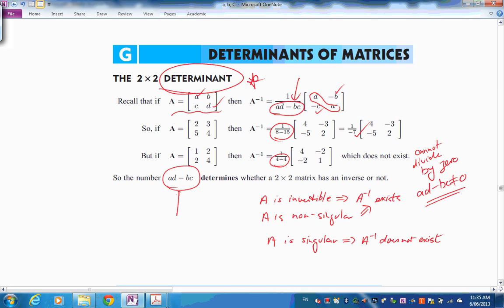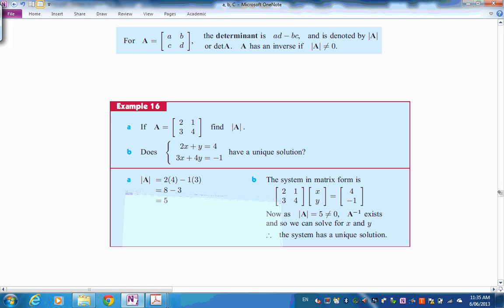So AD take BC is the crucial dude. It is called the determinant. Very similar idea to B squared take 4AC in quadratic equations, where it's called the discriminant. It discriminates between the sort of solutions you'll get. Are you happy with that? Let's go and have a look at some of those.